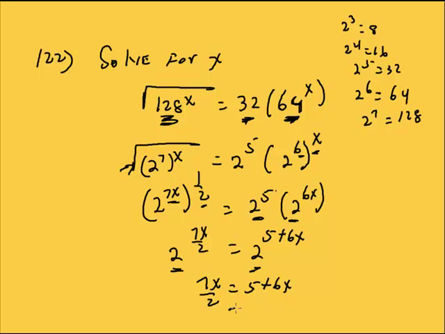Multiply everything out: 7x is equal to 10 plus 12x. Take 7x to the right and 10 to the left, and we get negative 10 is equal to 5x. So x is equal to negative 2.